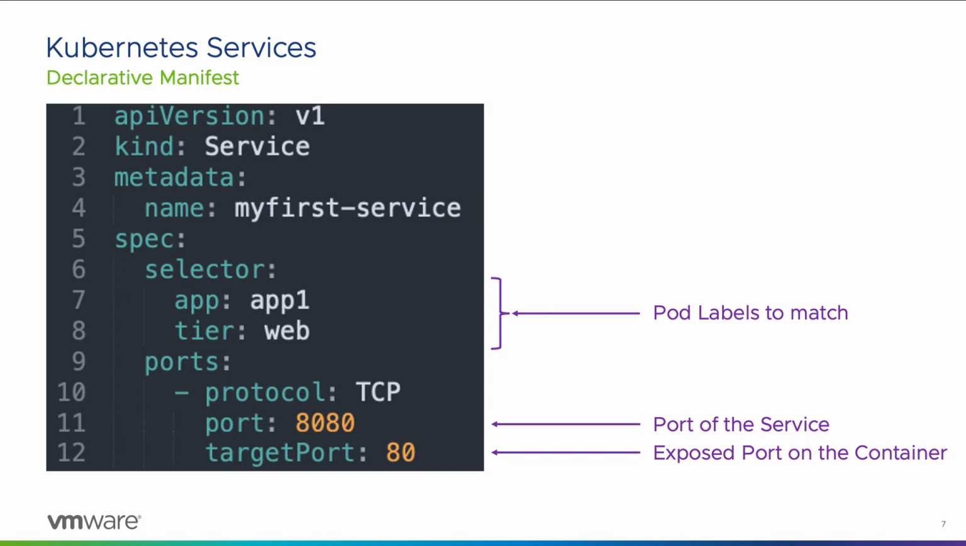Lower in the manifest, we see ports listed. The port field is the port of the service itself. As a client, you'll request info on this port. In this case, we're using port 8080 for the example. The target port identifies what ports the containers are exposing. The service will send traffic to the pods over this port, which is HTTP port 80 for our Nginx pods.